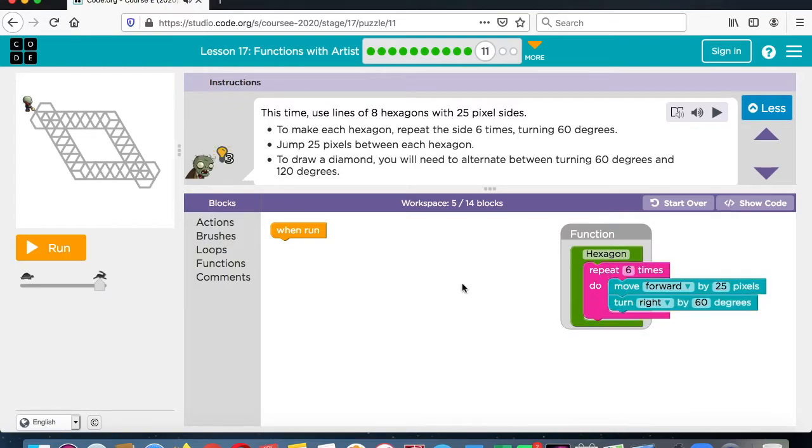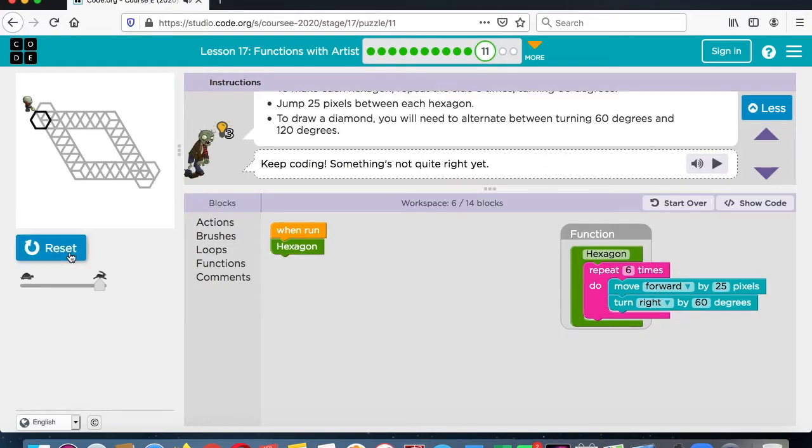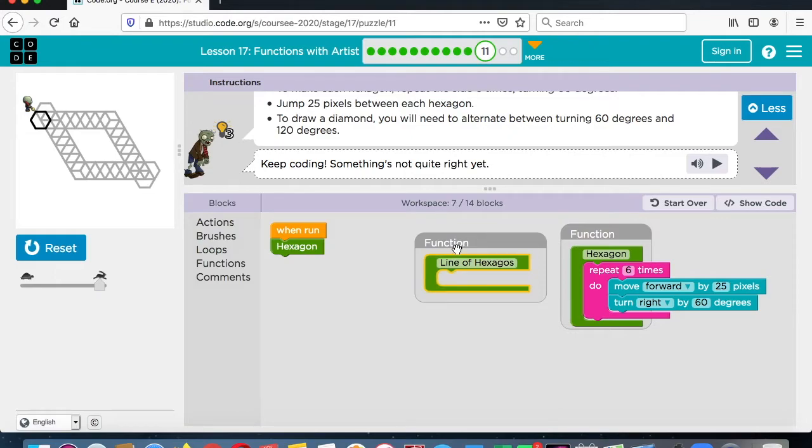So let's just run that to see how it goes. Hexagon. Okay, so we did one of them. Okay, that looks good. Now we have to do the same thing that we did with the other one. Draw a line. I'll say line of hexagons. So you have a line of hexagons here. And how do you draw a line of hexagons? Well, first we'll use our function, hexagon. And then we have to jump. They tell us to jump 25. So we're going to jump forward by 25.